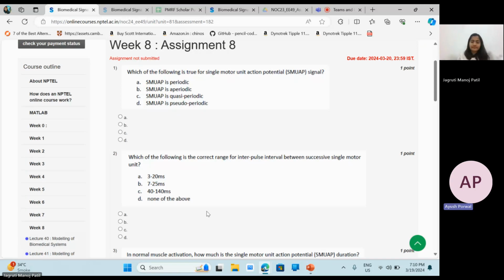Ma'am, I have analyzed some of the questions of the assignment. What they do is, sir has given a statement in the class, and they remove two or three words. Like the first question: SMUP is a dash signal. If you know the statement that it is quasi periodic, then only you will be able to answer that.